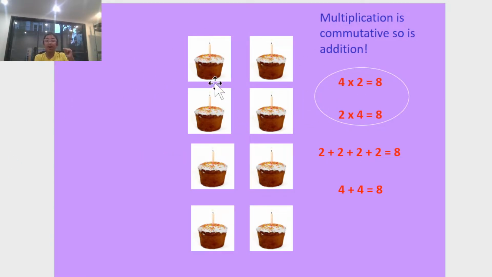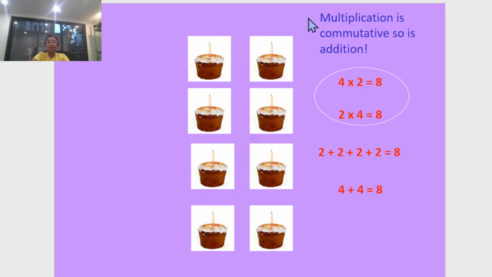So, here are our cupcakes. 1, 2. Well, now let's use a counter method. 1, 2, 3, 4, and 1, 2. That means 4 times 2 is 8. 2 times 4 is 8. 2 plus 2 plus 2 plus 2 is 8. And 4 plus 4 is 8. Multiplication is commutative, and so is addition, because they're positive.